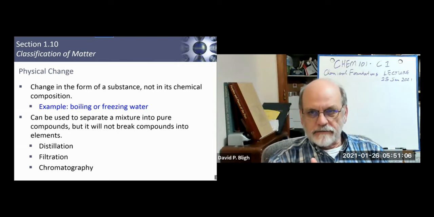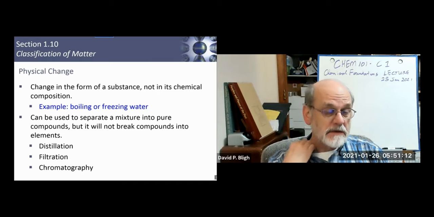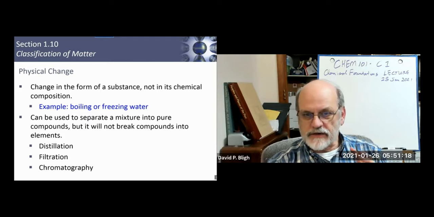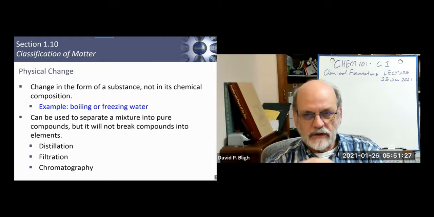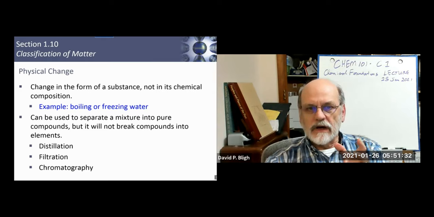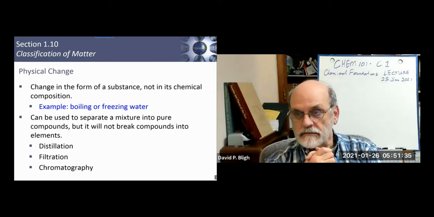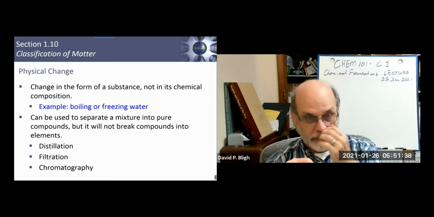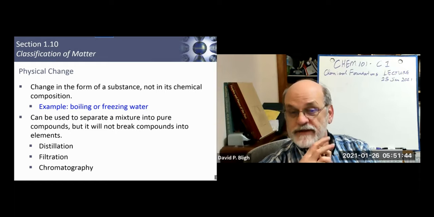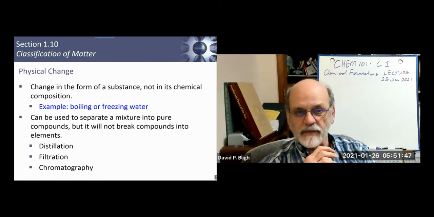The physical change takes a substance and separates its components, its parts, by physical means only. That is, the individual molecules, individual atoms, if they are there, the individual ions are separated, but no bonds are broken. So that would be a physical change, and we can do that various ways.